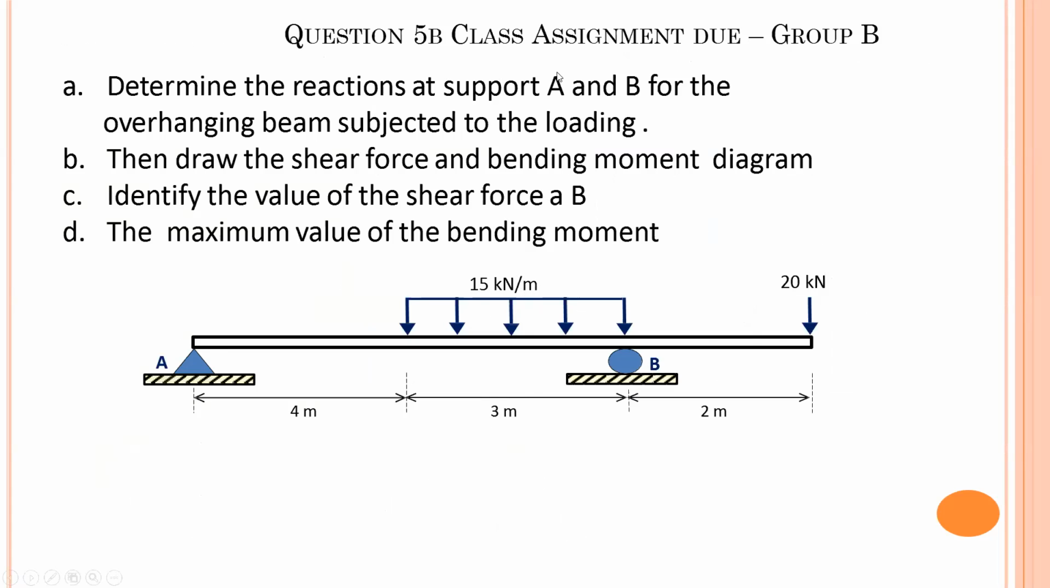So it's pretty much determine the reaction at A and B and the overarm subject to the loading. You're going to draw the shear force and bending moment diagrams. You're going to draw your free body too, which is automatic. Identify the value of the shear force at B, right? And the maximum value of the bending moment.